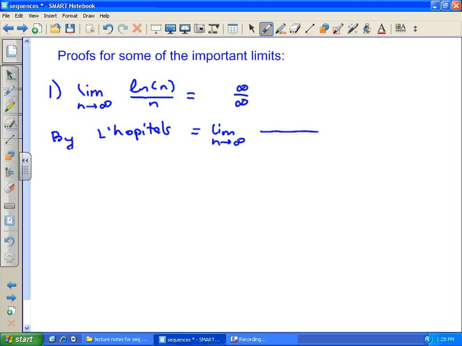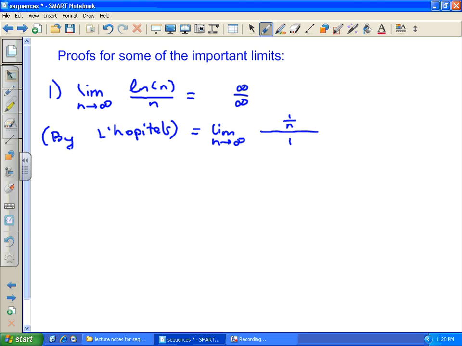What is the derivative of the top? 1 over n. What is the derivative of the bottom? In other words, derivative of n with respect to n. We're just differentiating the top and the bottom, right? So again, if the n's are giving you trouble, think about x. Like say this is ln x over x. The derivative of ln x is 1 over x, right? And the derivative of x by itself would be what? 1. Same thing with the n. So derivative of n would be 1.